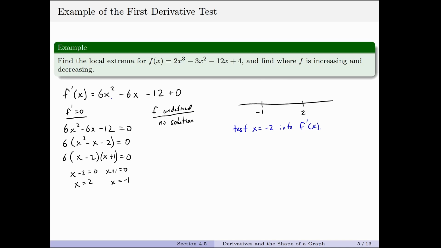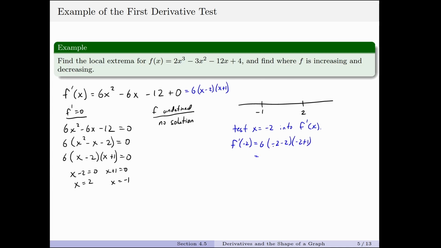Now, we have the derivative written down right here, or you can use the factored form of the derivative. Either one works, right? So f prime is 6x squared minus 6x minus 12, or 6 times x minus 2 times x plus 1. If you're typing it on your calculator, it doesn't matter. If you're just going to use some mental math, then the factored form is typically a lot easier to plug into.